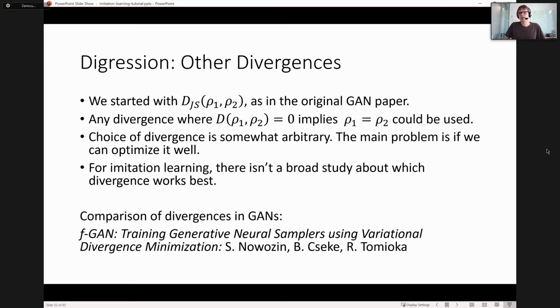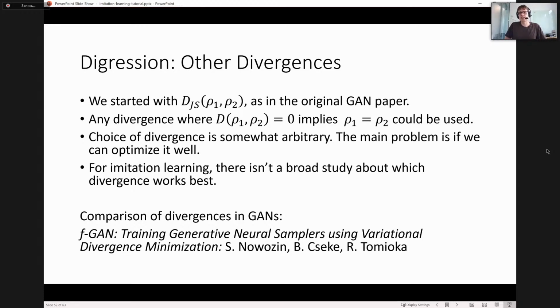For imitation learning, there is currently no study about which divergence works best. The most empirically successful work is based on the Wasserstein divergence, which is something we're not covering in this talk. If you want to, the earliest paper I know that uses Wasserstein divergence for imitation learning is known as InfoGAIL, and you can look it up if you want to.